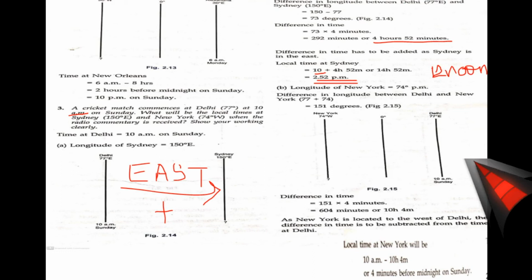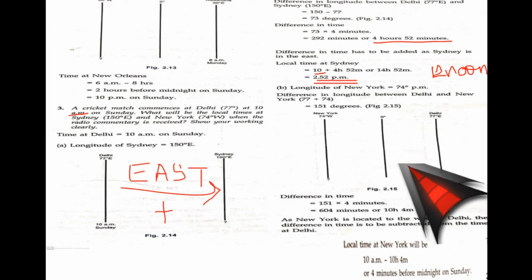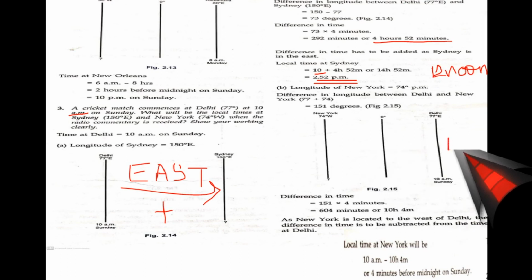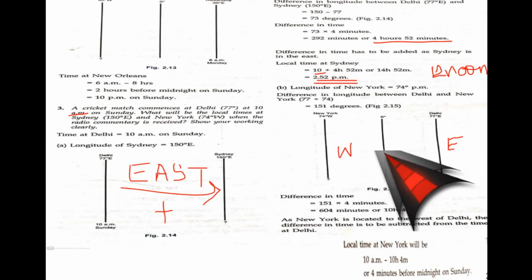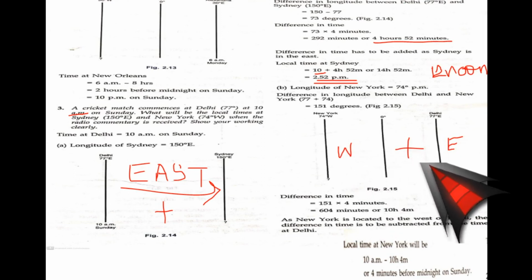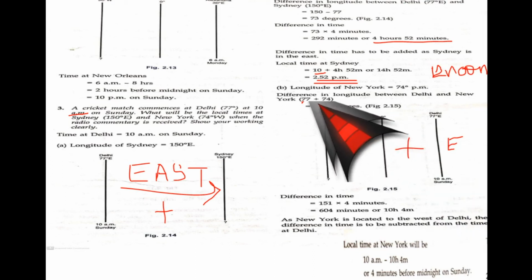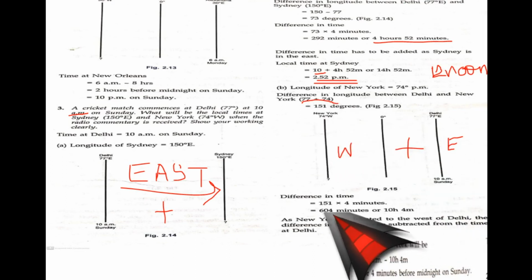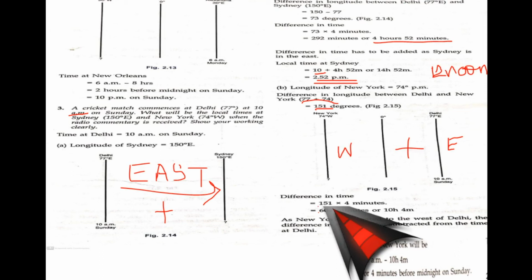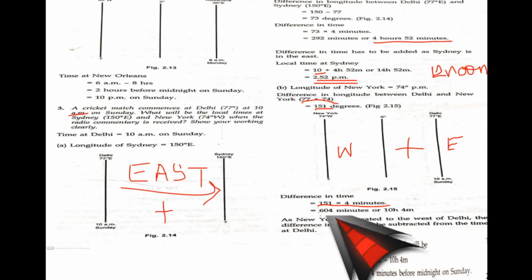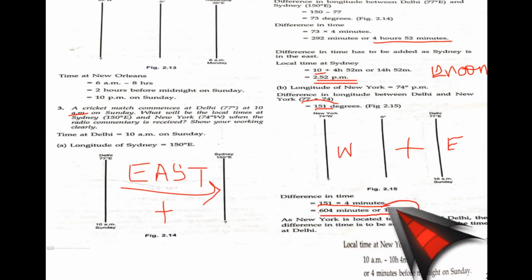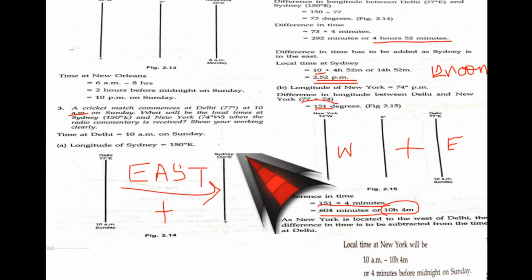Let's look at the next part, which is the longitudinal difference of 74 degrees for New York. As I said, if one is in the east and the other is in the west, then no more subtracting for the longitudinal difference. We will add them. So adding 77 and 74, I got 151 degrees. 1 degree difference is 4 minutes. So 151 into 4 minutes will give me 604 minutes. That is 10 hours 4 minutes.